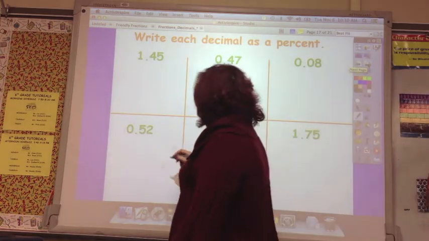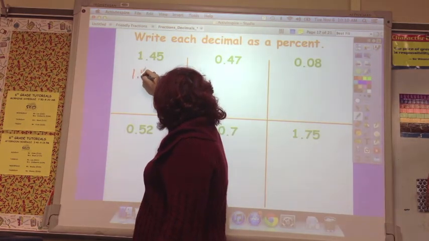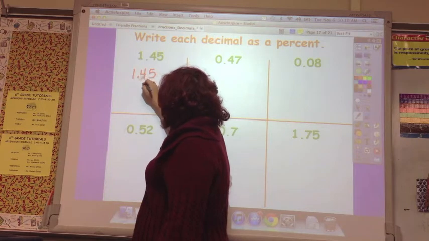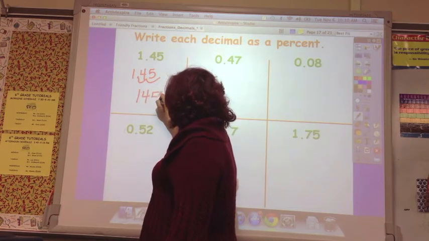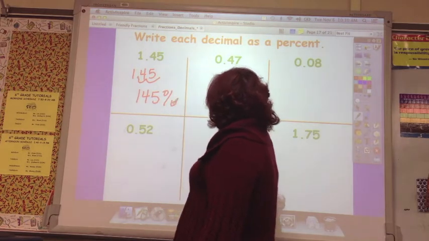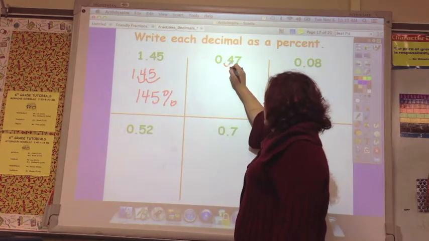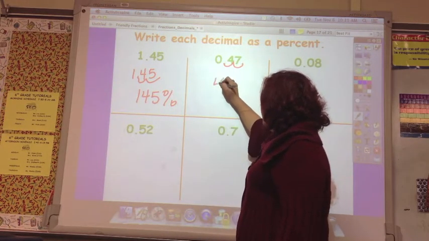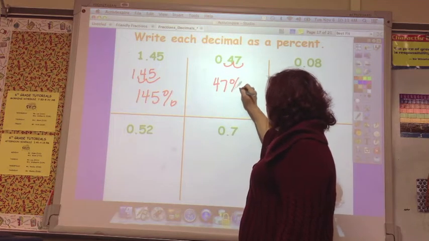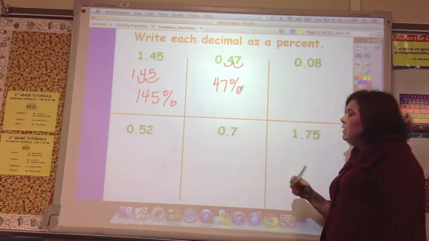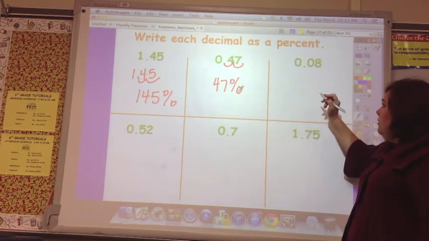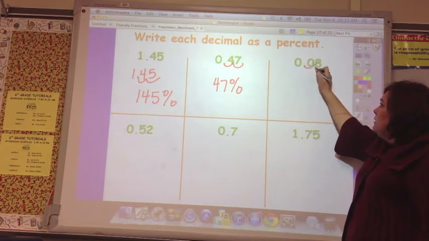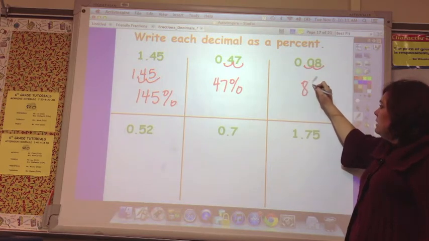So if we've got 1.45, Dr. Pepper and add a percent sign. So 47 hundredths, Dr. Pepper, add a percent sign. Okay? Now make sure on this one you go 2 places and then you add the percent sign. So if you go 2 places, 1, 2, that is 8%.